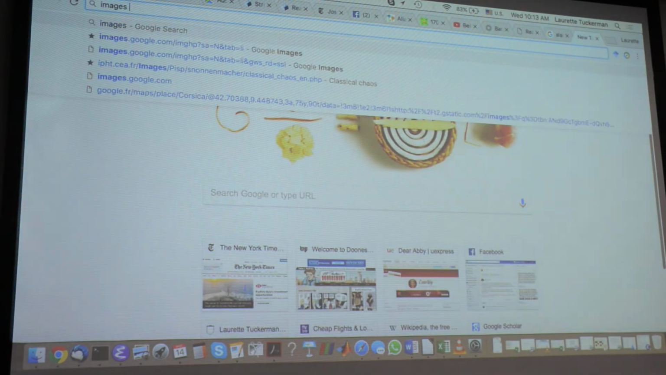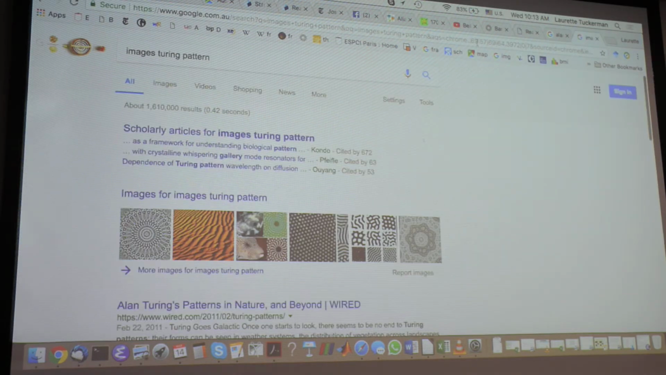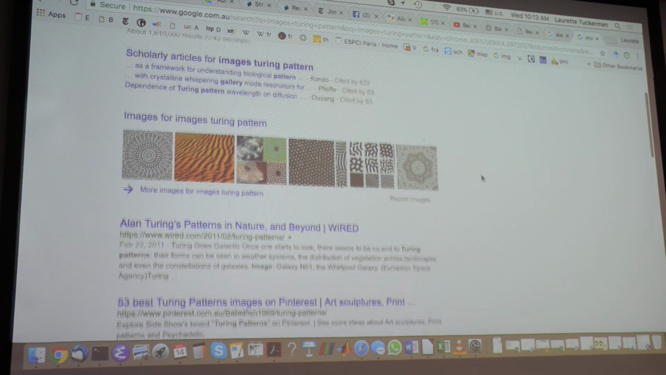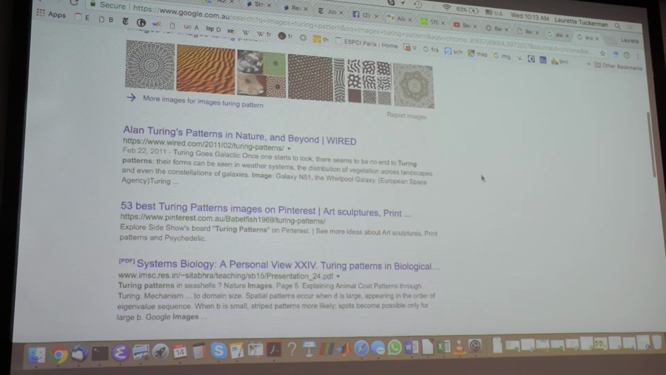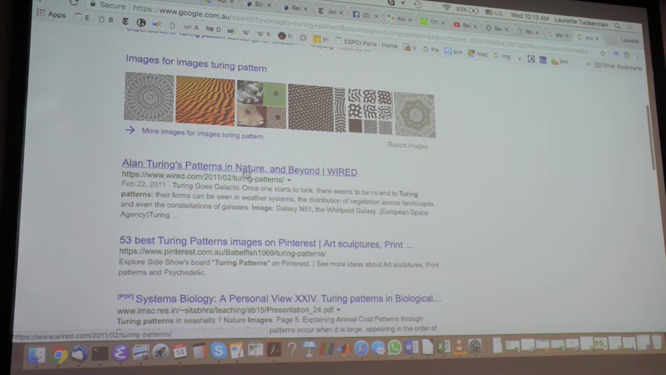Images. Turing pattern. Let's see what happens. Okay, so we see pictures, and I haven't seen a zebra yet, though. Oh, we see sand dunes. Now, just because you see a pattern doesn't mean it's a Turing pattern.